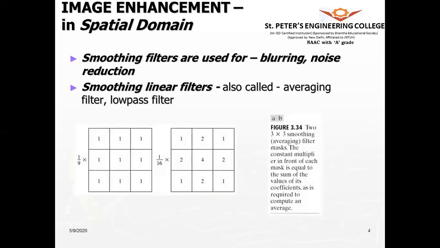Now, this is an example of a smoothing filter. This is a mask, and you take the total value of these 8 connected pixels, so it will be 9. So divided by 9, you get an average value. Or the values here sum to 16, so you divide it by 16. So these are the two different types of masks for smoothing operation.